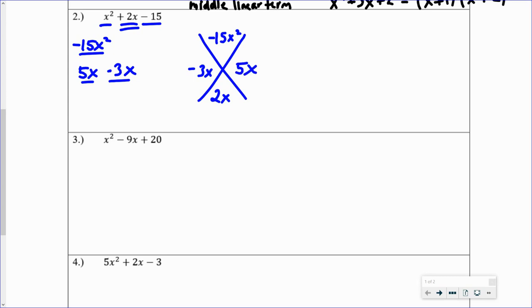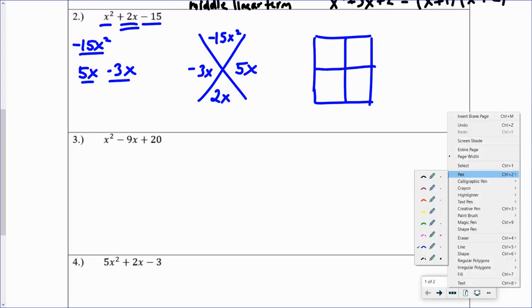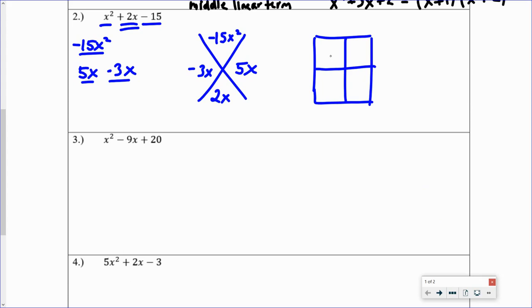Okay, so now we're going to move over to our area model portion of the Xbox method. So again, if we remember from above, the top left-hand corner of our area model is the first term of our quadratic, so that's x squared. The bottom right-hand corner is the constant term. And then the other missing two boxes are these factors of negative 15x squared that add up to 2x. Doesn't matter where they go, just as long as they end up in one of those two boxes.